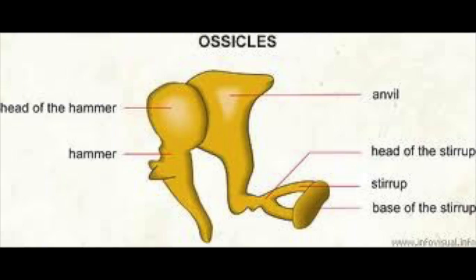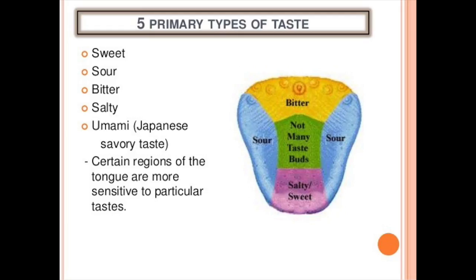The ossicles are inside of the eardrum and are three small bones: the malleus, which is the hammer, the incus, which is the anvil, and the stapes, which is the stirrup. The five primary types of taste are sweet, sour, bitter, salty, and umami.